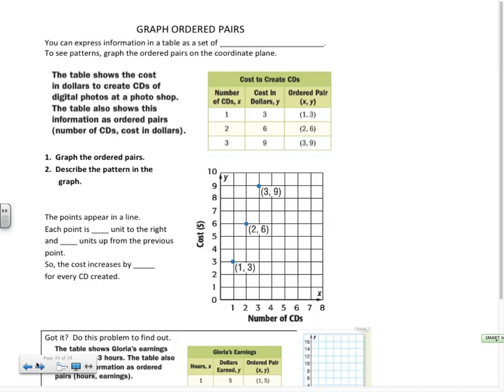We are going to transfer information from a chart into a coordinate plane. So you can express information in a table as a set of ordered pairs. So everything we've done with ratios and rates right now, we're going to do the same thing, except we're putting it in a table that is a little bit different than what we've been doing lately. We're going to look for patterns, and then we're going to graph the ordered pairs on the plane. So the table shows the cost in dollars to create CDs of digital photos at a photo shop. So our title is The Cost to Create CDs.